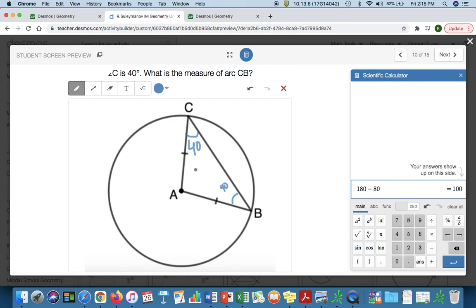So this is one assessment piece that brings together the idea of isosceles triangles. And again, they would just mark up their answer here. Arc CB is equal to 100 degrees, right? And again, they're connecting the idea that a central angle is equal to the arc that it intercepts.